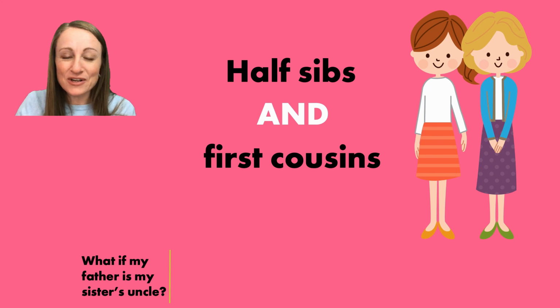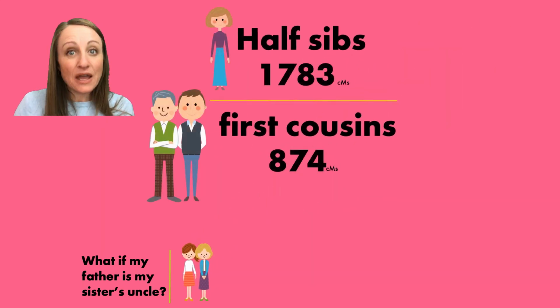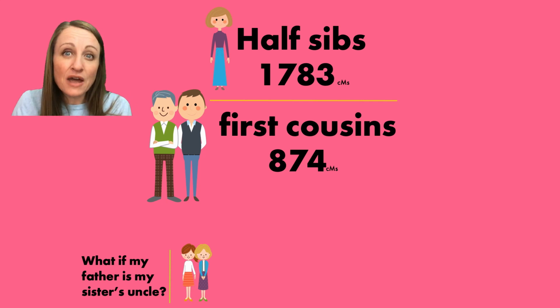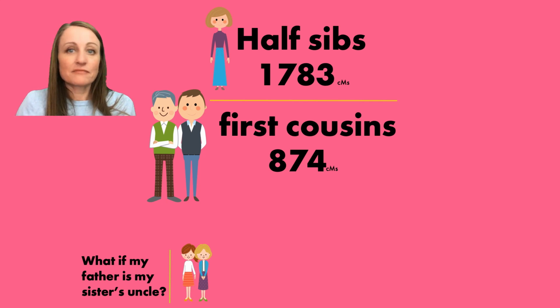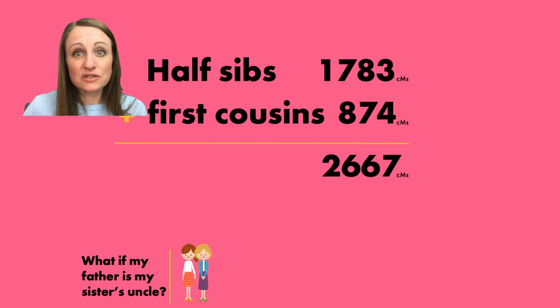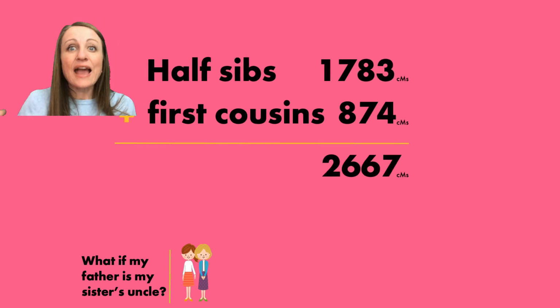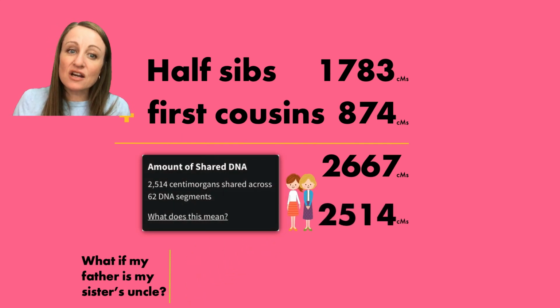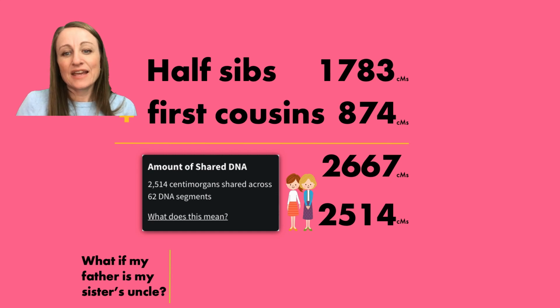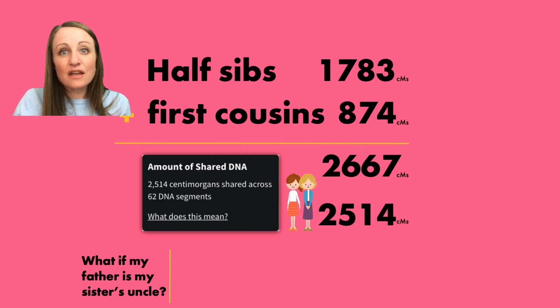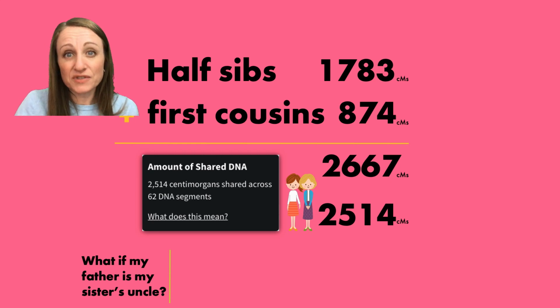And what's the great thing about centimorgans is they're additive. So what that means is if we take the total amount of DNA we expect half siblings to share, which is 1,783 centimorgans, and we take the total amount of DNA that first cousins should share, that would be 874, we can just add those two together. So they'd be half siblings through their mother and first cousins through their father, and therefore they should have about 2,667 shared centimorgans. How much do they have? Well, they share 2,514.